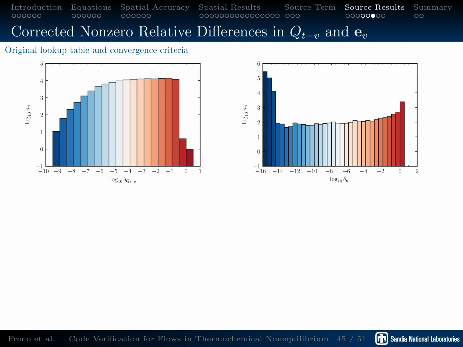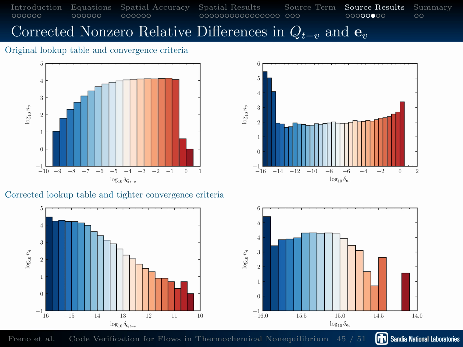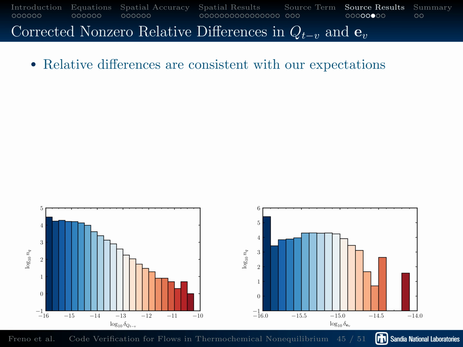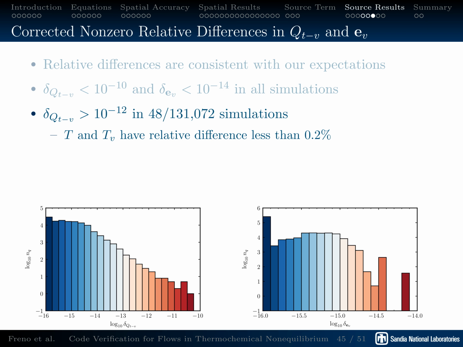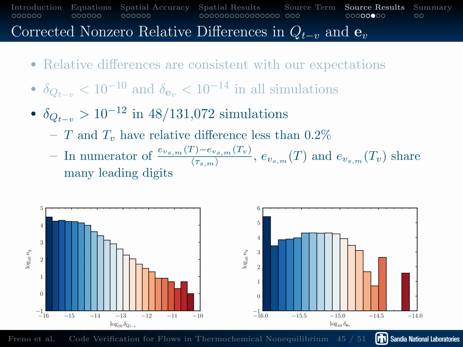Now we compare the original relative differences with those that arise from correcting SPARC. These relative differences are consistent with our expectations. For QTV, they are less than 10 to the negative 10 for all simulations, and for EV, they are less than 10 to the negative 14 for all simulations. The relative differences in QTV are greater than 10 to the negative 12 for only 48 out of the 131,000 simulations. This happens when the translational and vibrational temperatures have a relative difference of less than 0.2%. When this happens, the energy modes in the numerator of QTV share many leading digits, such that when they are subtracted, there is a precision loss.